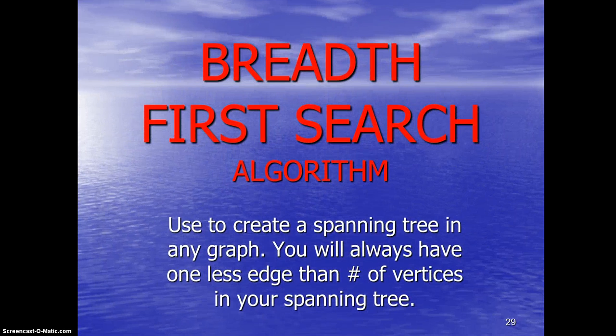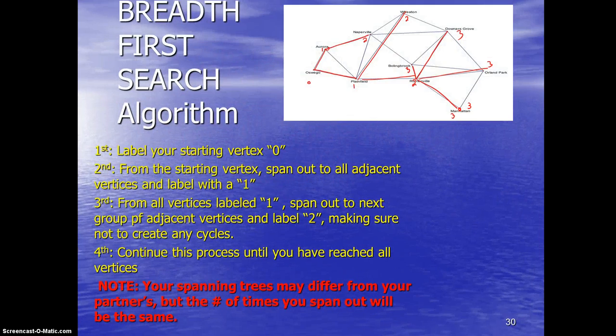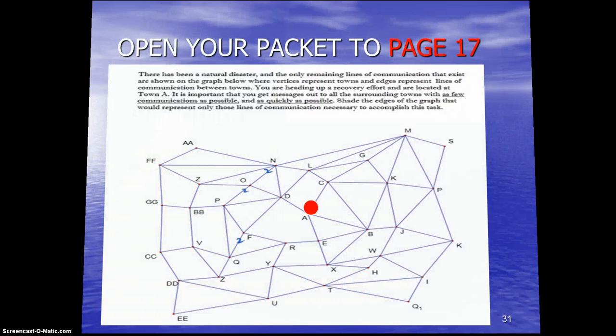All right, so we're going to learn an algorithm. It's called the breadth first search algorithm. And the way you do it is what I explained earlier. I give you a starting town, and you label that 0, and you span out to all adjacent towns and label them 1, and span out to adjacent towns and label them 2, and continue on until you're done.